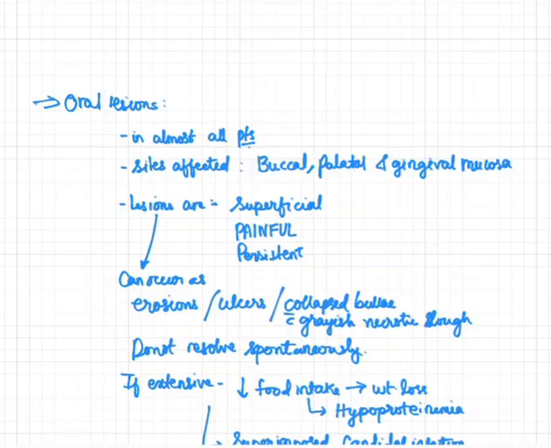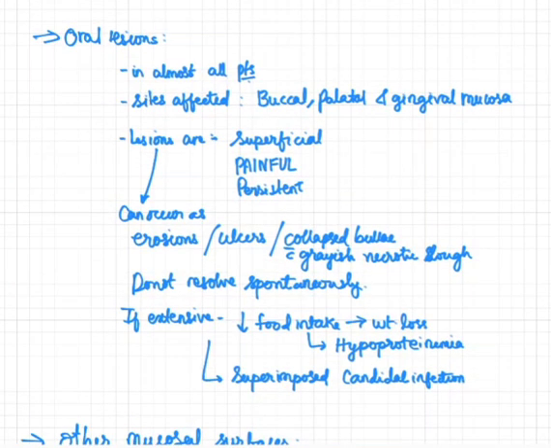Coming to oral lesions, oral involvement is seen in almost all patients, be it the mucosal dominant type or the mucocutaneous type. The sites affected in the oral mucosa are the buccal, the palatal, and the gingival mucosa. The lesions are more superficial, but they are very painful and very persistent. They can occur as erosions, or they can be ulcers, or they can be collapsed bullae with a grayish necrotic slough.